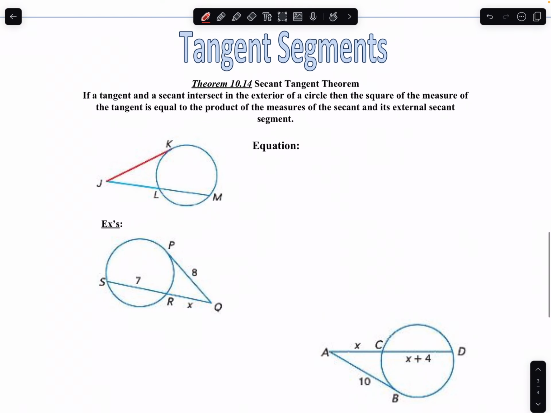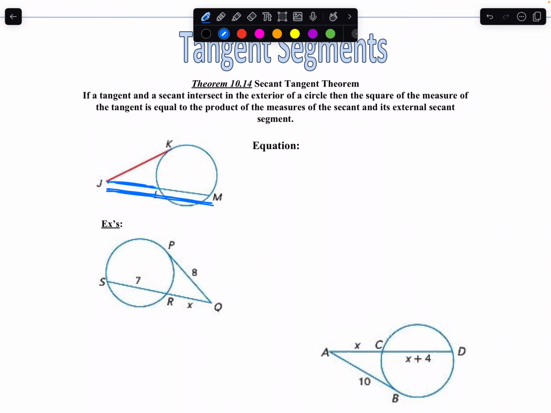So now let's talk about tangents. What happens if they intersect, but now we have a tangent and a secant, right? In the previous example, we multiplied the outside piece times the full length. Since here we only have the outside piece, and the outside piece actually is the full length, we're going to multiply it by itself. So we got JK times JK equals the other segment, the small outside piece, JL, times the full length, JM.